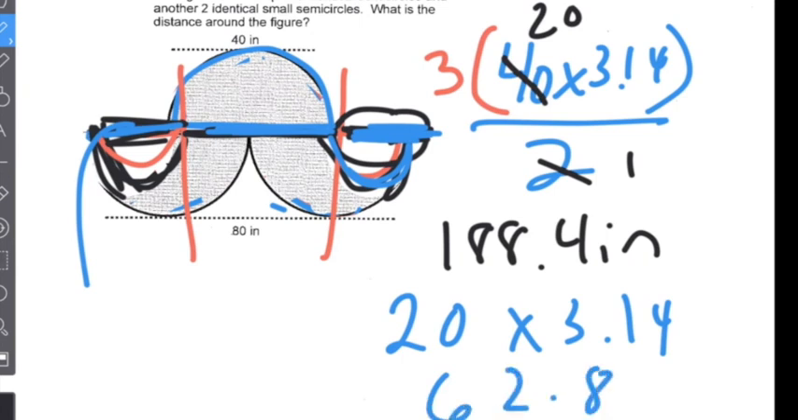What you need to do then is go ahead and add that. When you add that up, you're going to get 251.2 inches around. I know the drawing's not the greatest, but just try your best on that one.